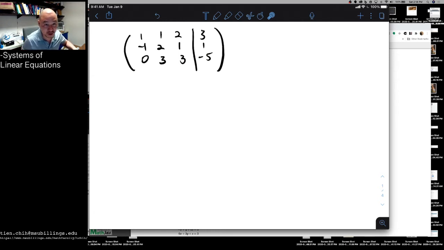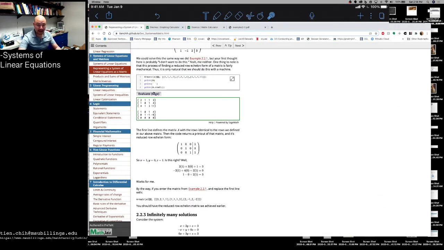Alright, so let's go ahead and put that in our Sage. So our first row is 1, 1, 2, 3. The second row is going to be negative 1, 2, 1, 1. The third row is 0, 3, 3, negative 5. Pop that through, bloop.